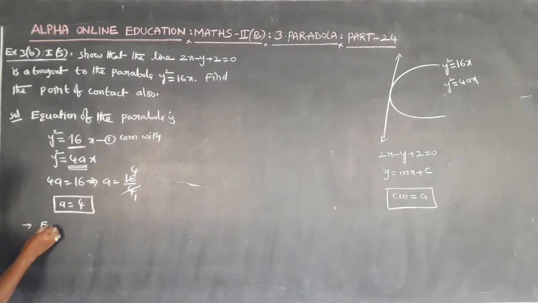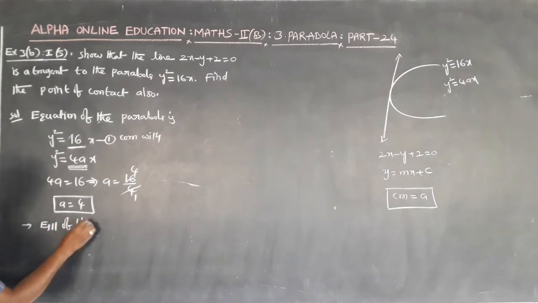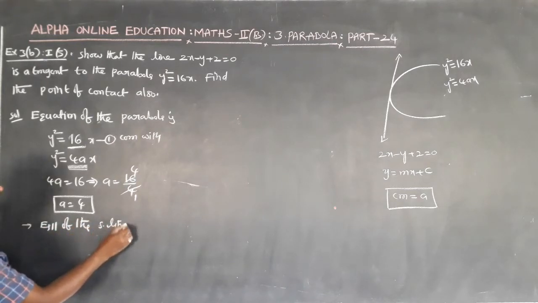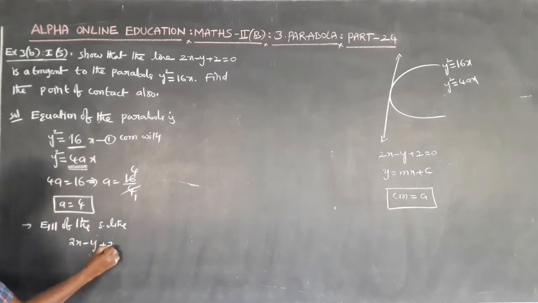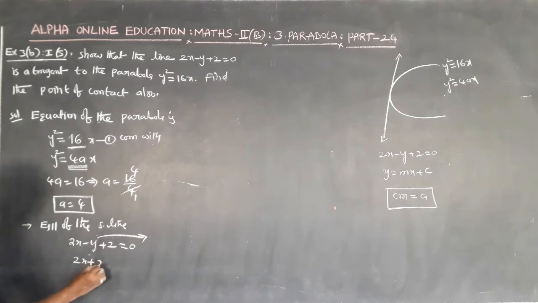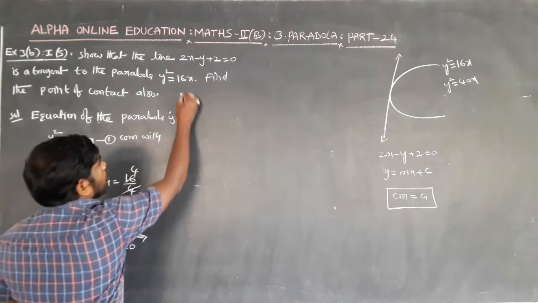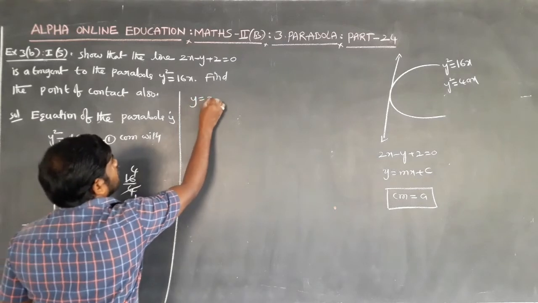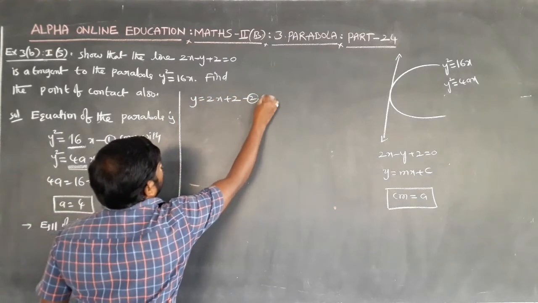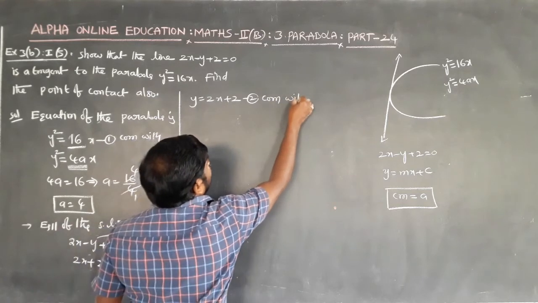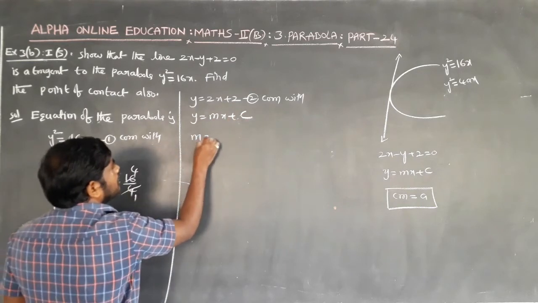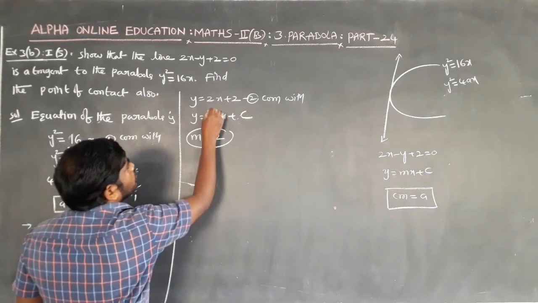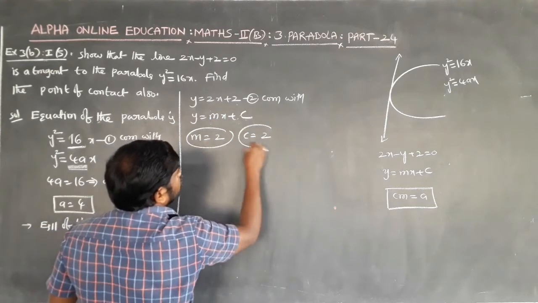Next one is the equation of the straight line. The equation of the straight line is 2x minus y plus 2 is equal to 0. Taking y to the right side, 2x plus 2 is equal to y, means y is equal to 2x plus 2. This equation, comparing with y is equal to mx plus c, here m is equal to 2, c is equal to 2.